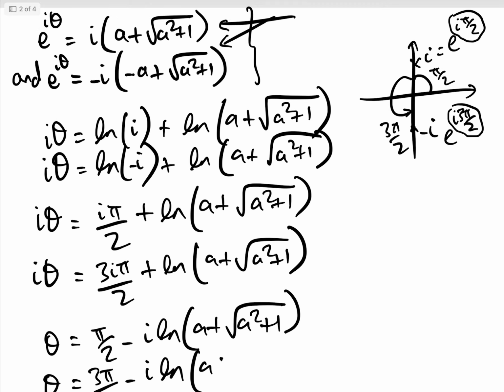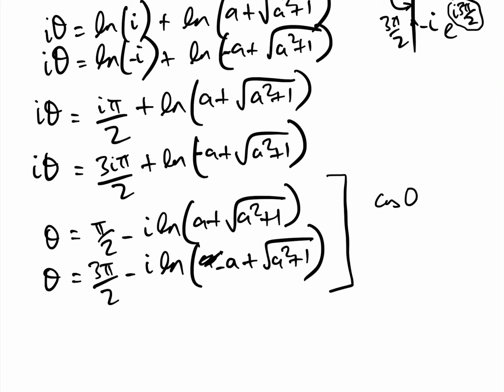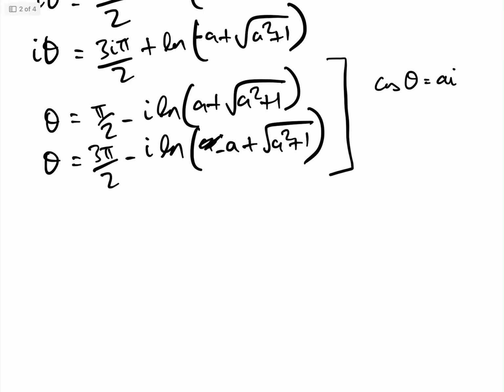minus I, I'm sorry, I've just gone wrong a tiny bit here. That is a minus in there. My apologies, I've gone a bit too quick. There's a minus in there, isn't there? So there's a minus in there, which means there's a minus in here, add root a squared add 1. So these here are our two solutions to cos of theta equals ai. Let me just check I haven't got that wrong, because this is important, obviously. Or 3 pi over 2 minus I log. Yes, that's correct, right? Okay, now finally, fourthly, we have cos of theta equals minus ai.